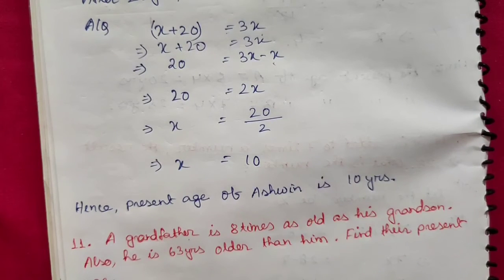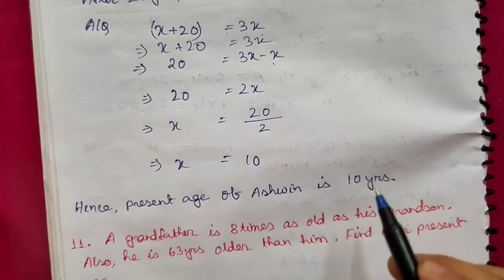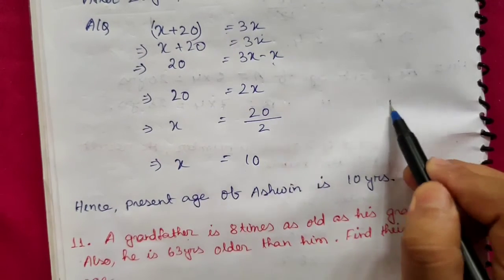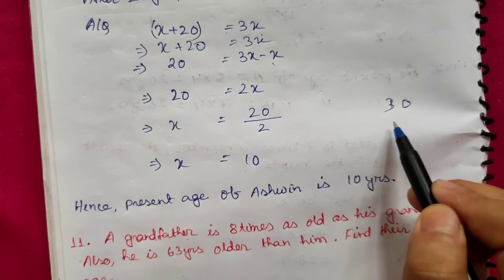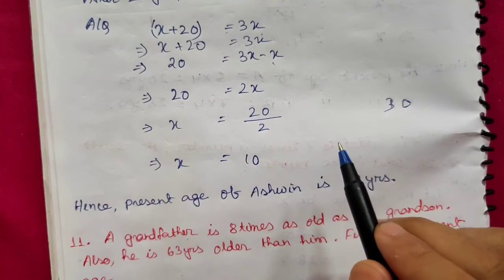Hence the present age of Ashwin is 10 years, right? So in the question what is given? 20 years hence, that means 20 years after his age will be 30, right? So it is 3 times his present age, right? 3 into 10 is 30, right? Clear?